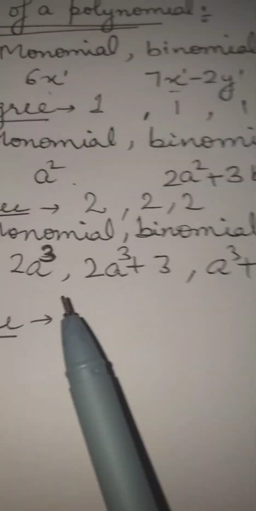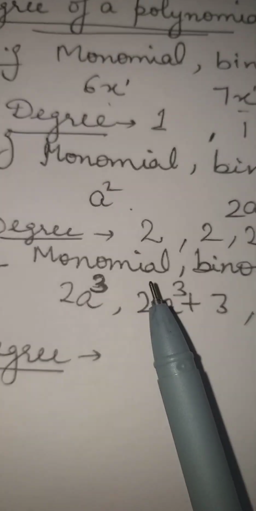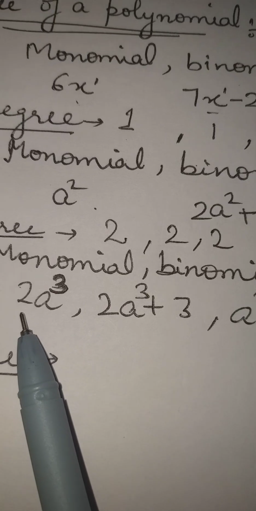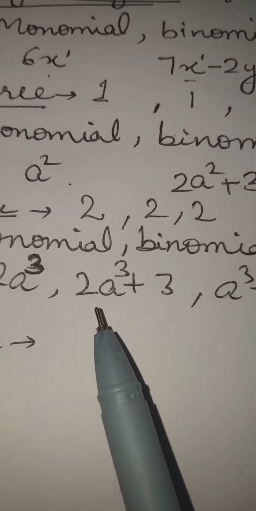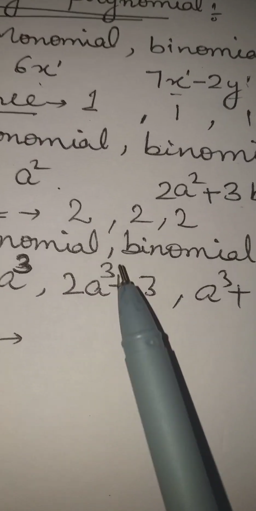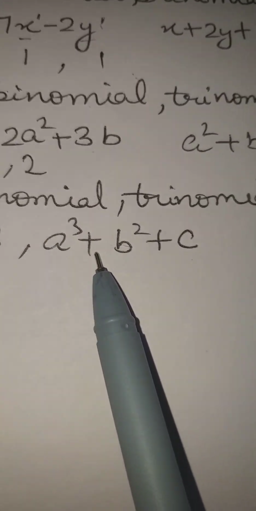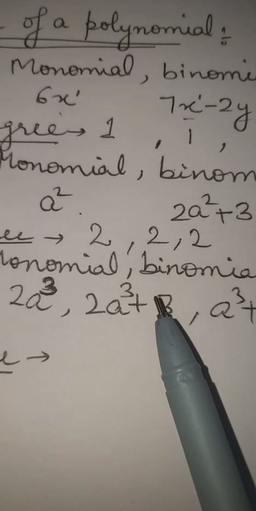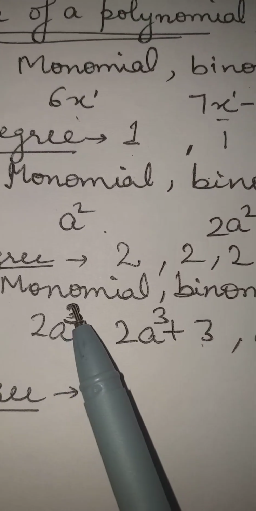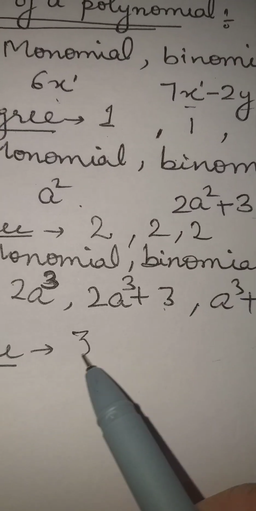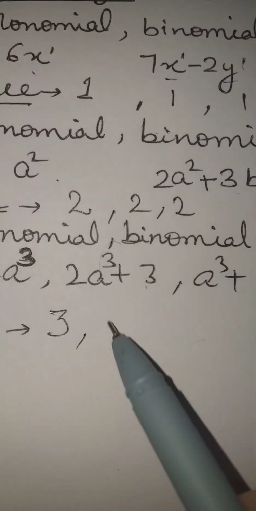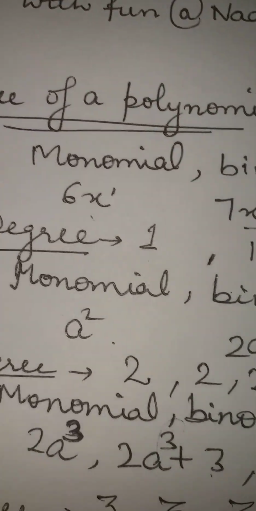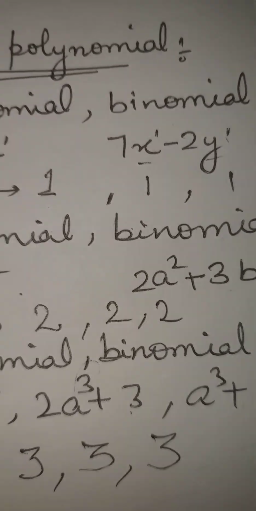Clear? Now let us discuss one more example, so you can understand it in a proper manner. For example, the monomial 2a cube, the binomial 2a cube plus 3, and the trinomial a cube plus b square plus c. We have to check what the highest degree is in each case. In the first case the highest degree is 3, in the second case it is 3, and in the third case we also have highest degree 3. You can take many more examples of it, right?